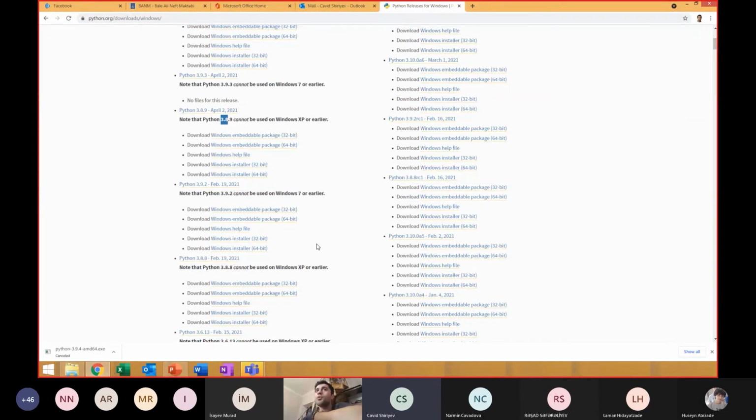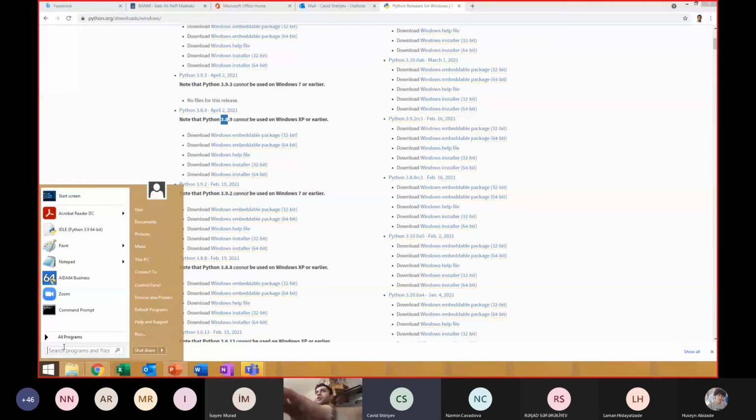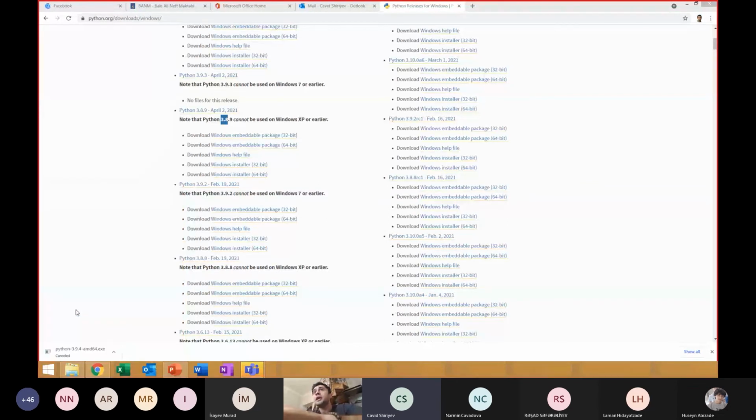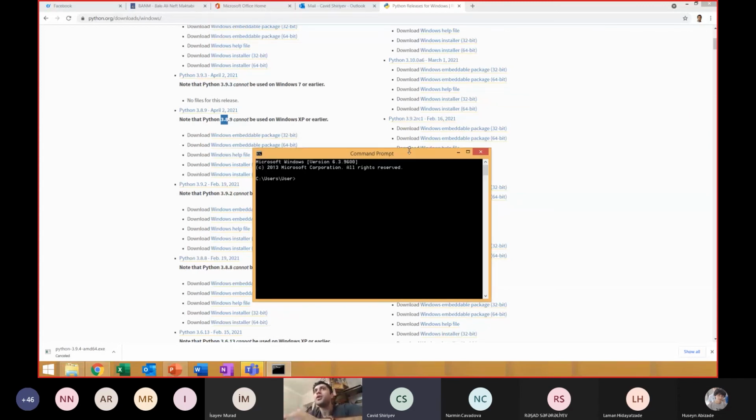For that, you can go to the command prompt. If you have done everything correctly, and you have Python installed correctly on your machine, just type CMD in the search box and the command prompt will pop up. If you type python, it's going to show the version of Python that you have, and you can start coding.